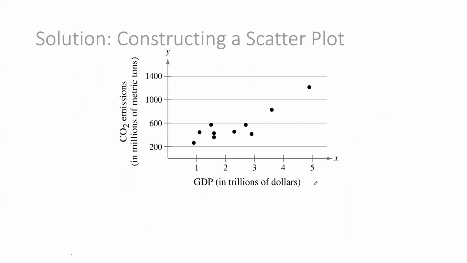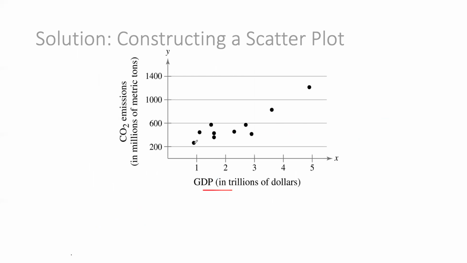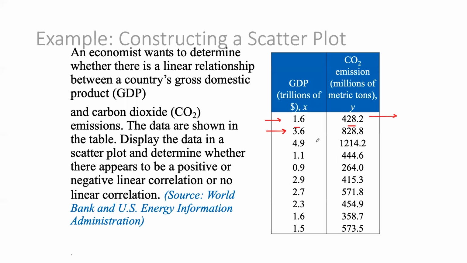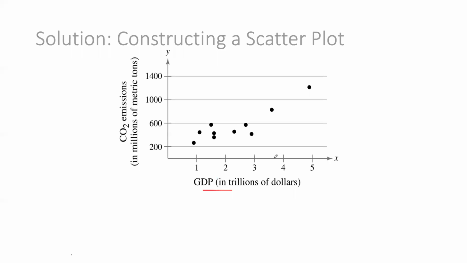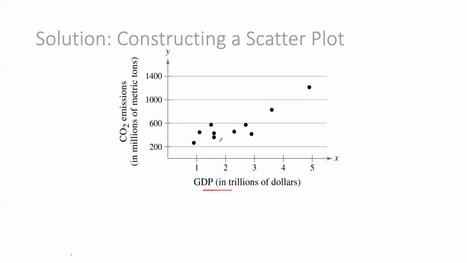On the x-axis, we are measuring GDP, and on the y-axis, we are measuring CO2 emissions, and we can plot these points. So when x is 1.6, y is 428.2, so we plot this: 1.6 will be somewhere there, 428.2, and so on and so forth. When x is 3.6, it's 828.8, so this is 3.6, this is 828.8, and we can plot all these different points on there. And what do we see? There seems to be a slight positive correlation between these two variables.